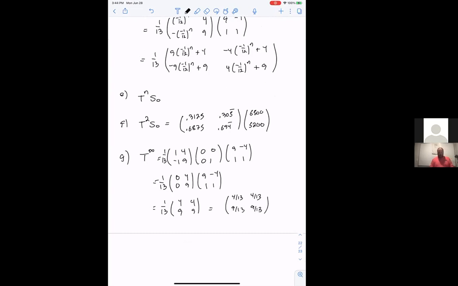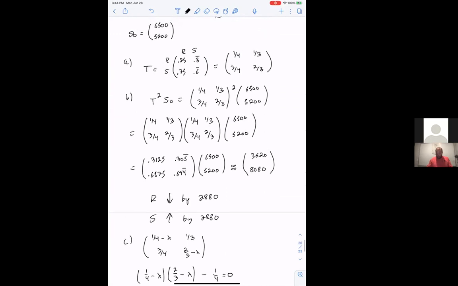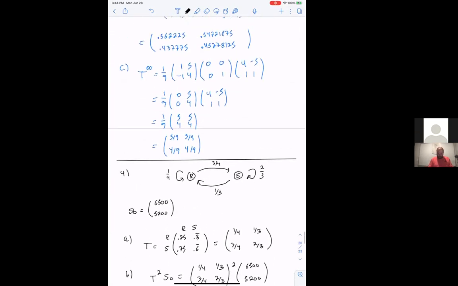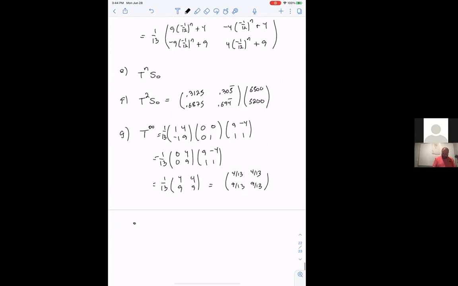So the long-term number who's going to buy from R is going to be 4 over 13 of the total amount. Well, what is the total amount? The total amount is 6,500 plus 5,200, which is 11,700. I think I wrote that down. What I didn't, but it's okay. So the answer is 4/13 of 11,700, and the answer is 3,600. So in the long run, we expect 3,600 to be bought from R.